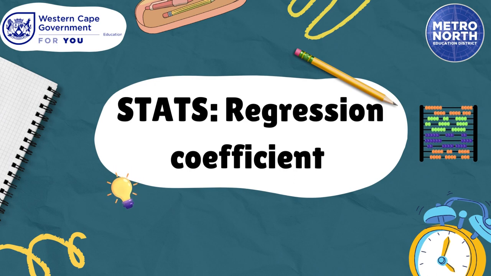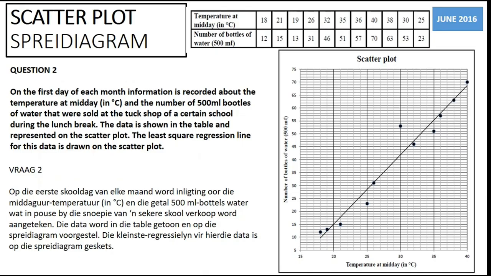We will look at the scatter plot. Let me just get that out of the way. There's a question, and I know you guys have the note in front of you as well. So we just read that. There's a graph given of bottles of water that we sold at the tuck shop. If you see some spelling mistakes, just ignore that for now, please. That can be fixed later on by the officials.